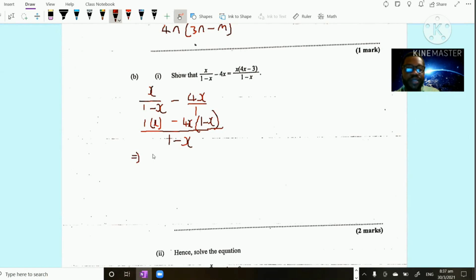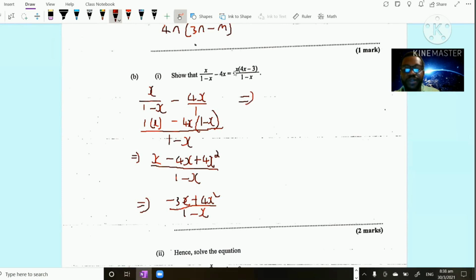So 1 times x is x, minus 4x times 1 is minus 4x, minus 4x times minus x is going to give me a positive. Now, negative times negative is positive, 4x squared, all over 1 minus x. Looking for my like terms, x, 1x, and negative 4x. So if you have 1x and you subtract 4x, you're going to have a negative 3x plus 4x squared all over 1 minus x. Now notice what they did in the question.